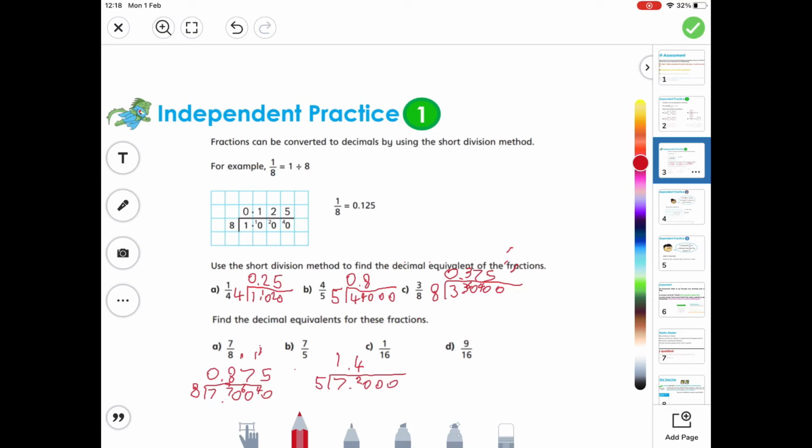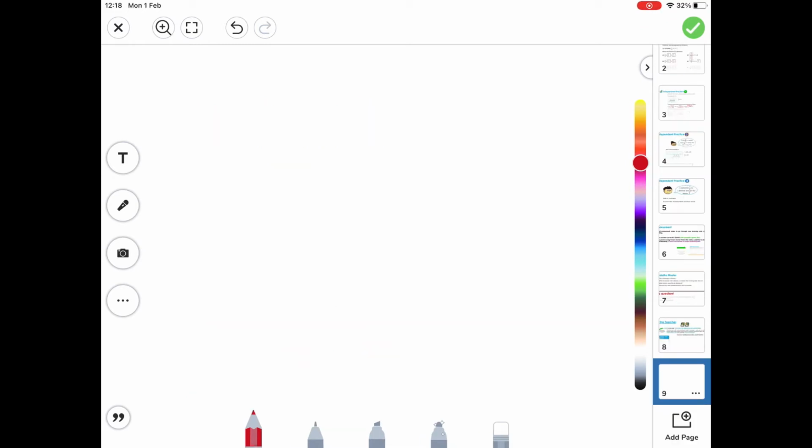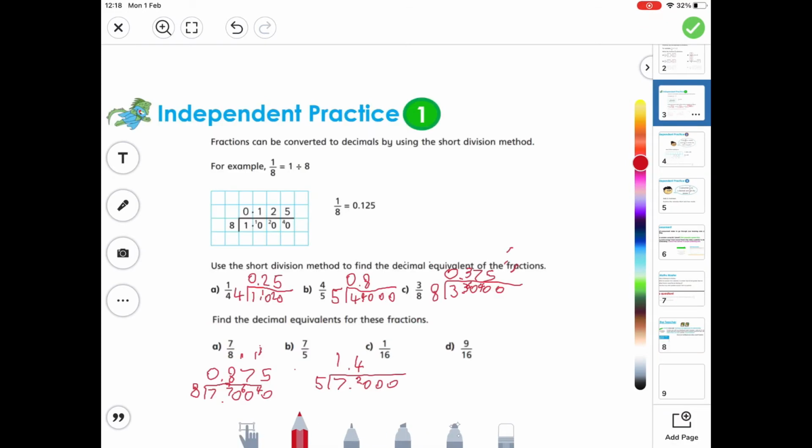C, 1 divided by 16. Let me draw out the bus stop. Okay, how many 16s go into 1? 0. I'll put the decimal points in and carry the 1. How many 16s in 10? 0. So again, I need to carry the 10 across. Okay, how many 16s in 100?